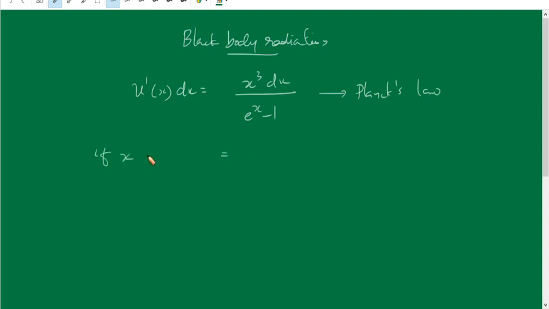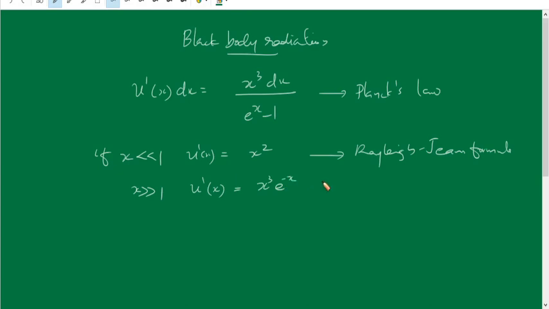If x is very much less than 1, then u dash of x is equal to x square. So this is the Rayleigh-Jeans formula. And also, when x is very much greater than 1, then this quantity u dash of x is equal to x cube e raised to minus x. Okay, so this is the Wien's law. So we have seen this and we have plotted the graph.